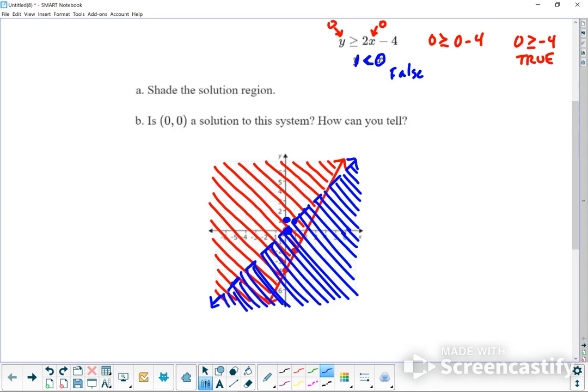Our solution is just that region where you see red and blue. And 0, 0 is not part of the solution because that goes through the line and the line is dotted, which means it's not actually counting the line. So our shaded region is actually this part right here, which I have in black. So all of this right here.